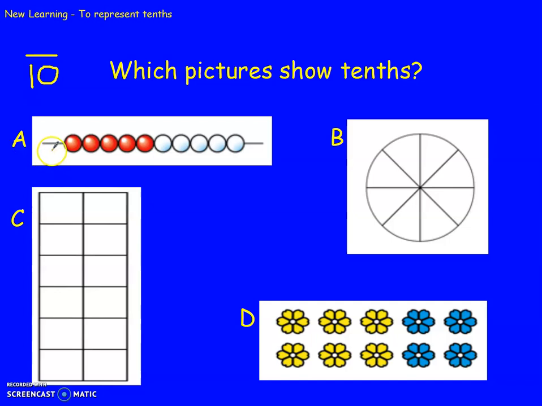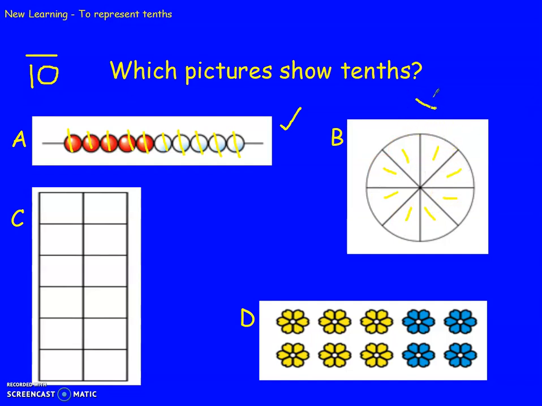Okay, so on these counting beads, we've got 1, 2, 3, 4, 5, 6, 7, 8, 9, 10. So we would be able to represent tenths on that shape. Let's have a look at B. How many possible spaces are there? 1, 2, 3, 4, 5, 6, 7, 8.